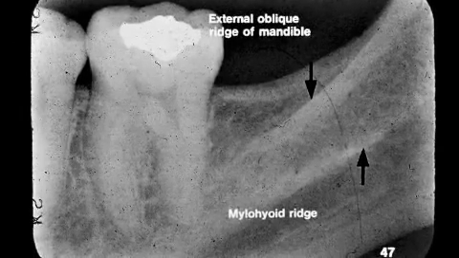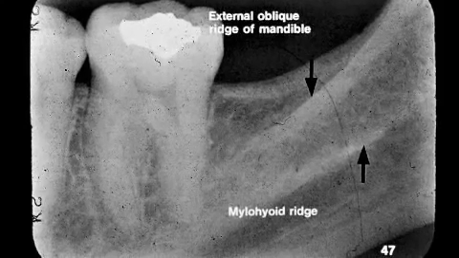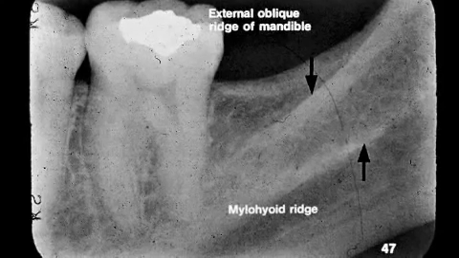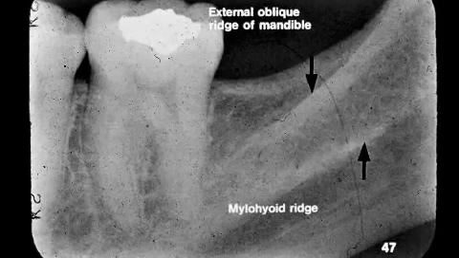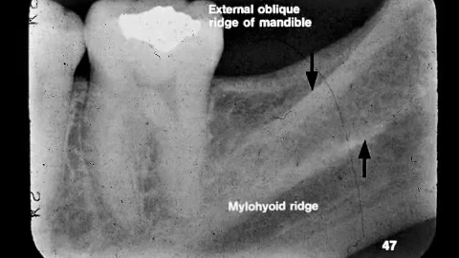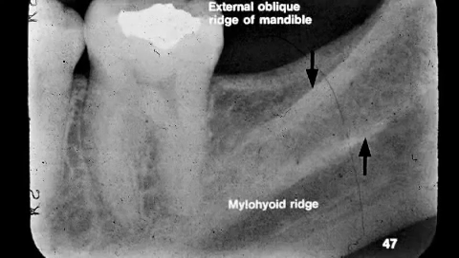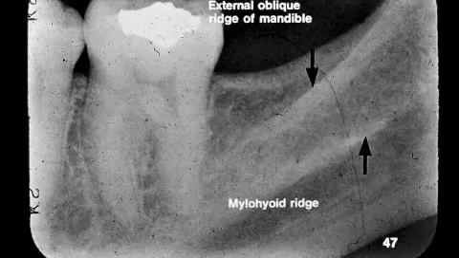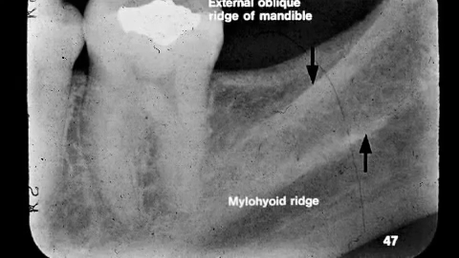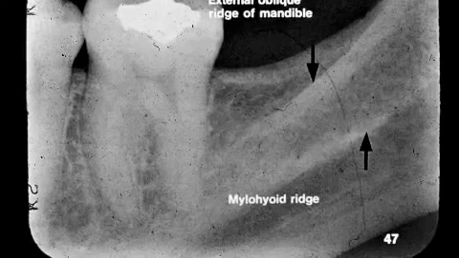Two radiopaque landmarks, the external oblique and the mylohyoid ridge, or in dental radiography we can call it the internal oblique lines, are shown. The external oblique is always superior or above the mylohyoid ridge. Sometimes we only see one of these, and if we see one, it is most likely the external oblique ridge that we will see.